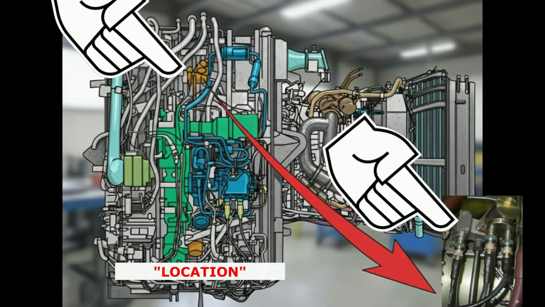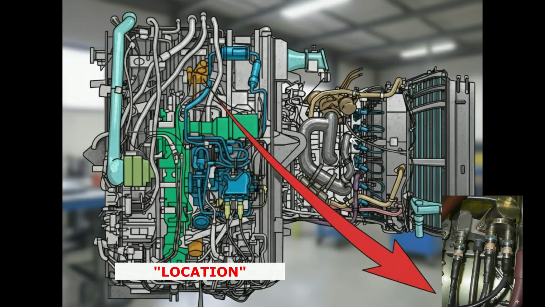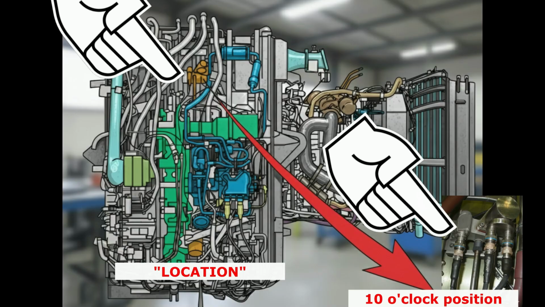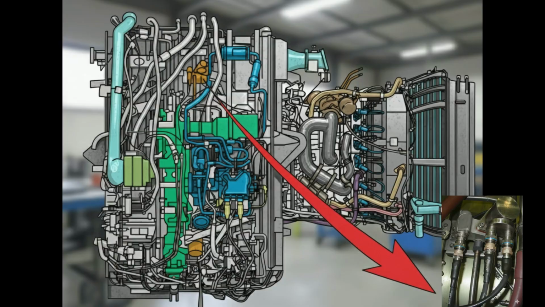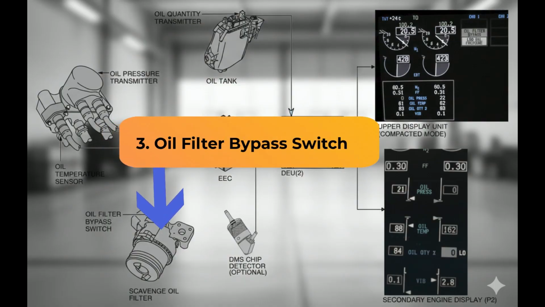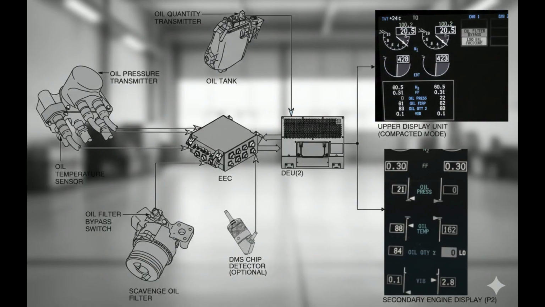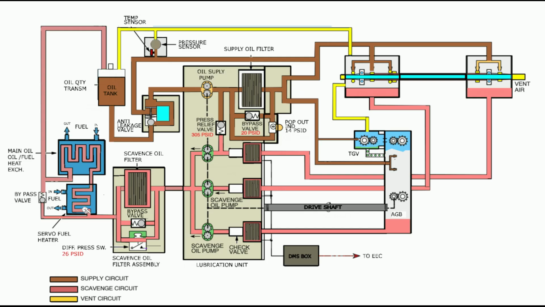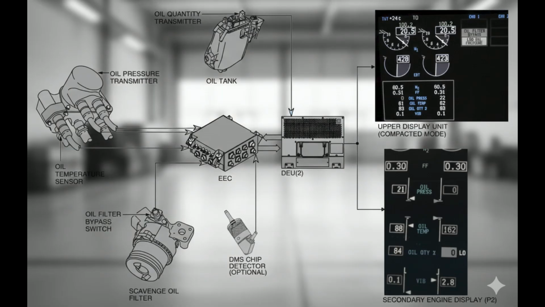Location. The oil temperature sensor is co-located with the oil pressure transmitter on the TP sensor assembly at the 10 o'clock position on the left side of the fan case. 3. Oil filter bypass switch. The oil filter bypass warning system monitors the condition of the scavenge oil filter and displays status data on the common display system unit. The system utilizes a differential pressure switch. This switch is calibrated to close just before the oil filter bypass valve opens. The bypass status is sent to the electronic display units via the electronic engine control.